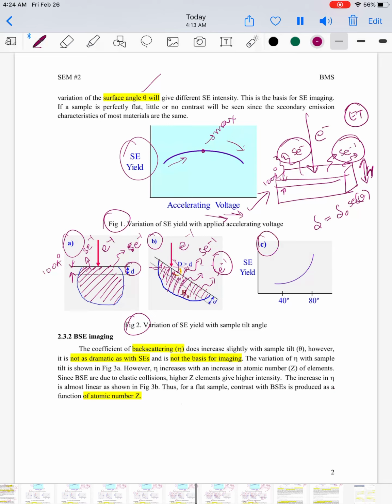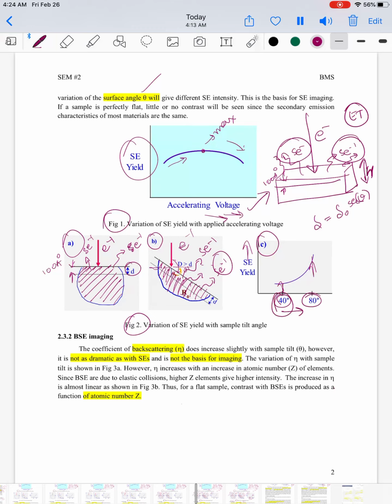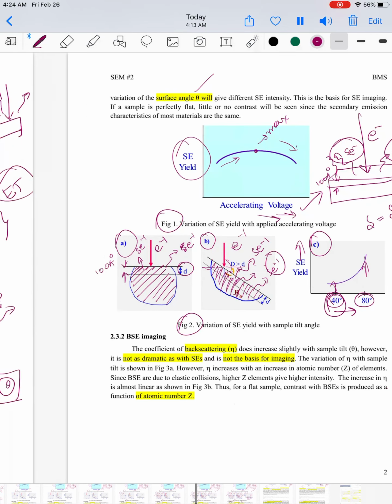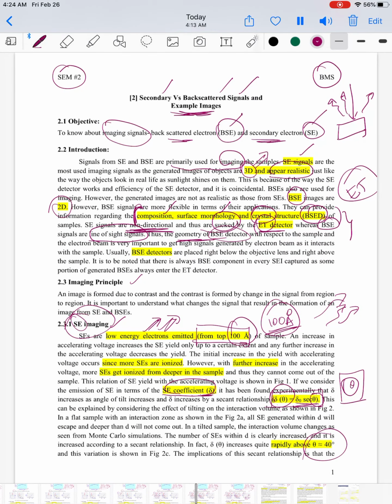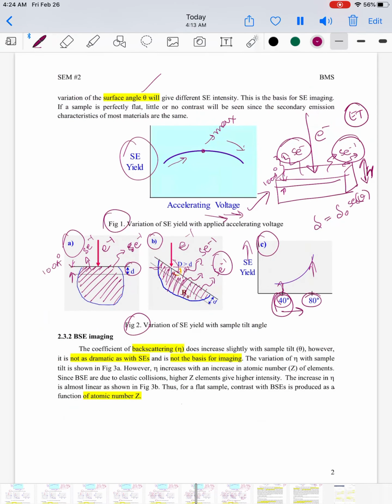We see from figure 2c that the SE electron yield increases with the sample tilt angle from 40 to 80. From 40 to 80 we see an increase. Typically 40 degrees is the angle of tilt after which there is a significant or sudden rise in the amount of secondary electrons that are generated.